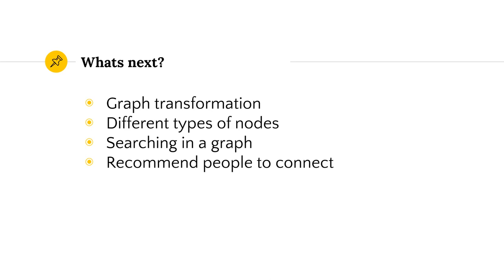Let's sum up. We have built the initial data structure for a social network. Therefore, we have created constructors for the graph and nodes. Moreover, we added edges connecting these nodes bidirectionally. This structure represents a solid foundation to build more powerful features on top of it. Here are some hints of what could be added next. Graph transformation. Different types of nodes. Searching in a graph. Recommending people to connect.